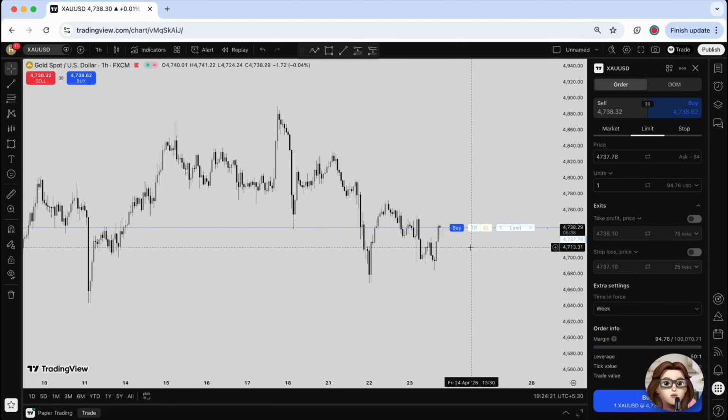After connecting, click on the trade or buy, sell button to open the order panel. This is where you place your trade. Now look for the fields labeled stop loss and take profit.